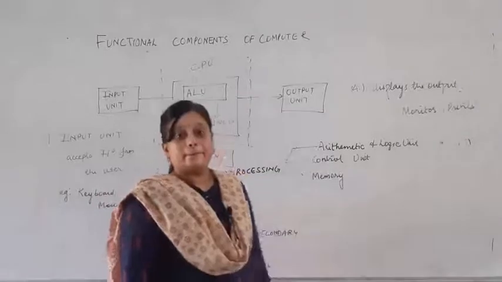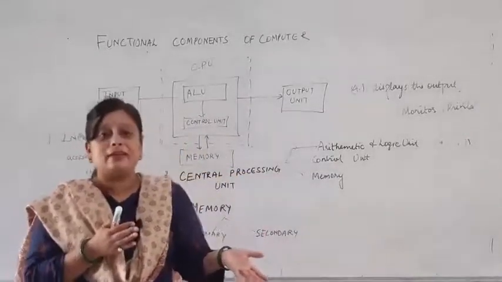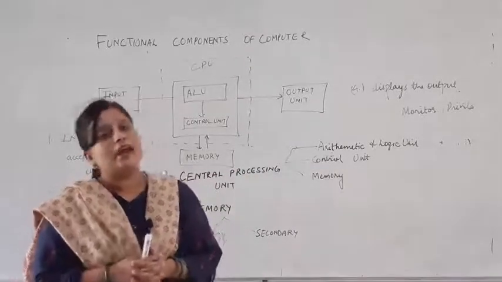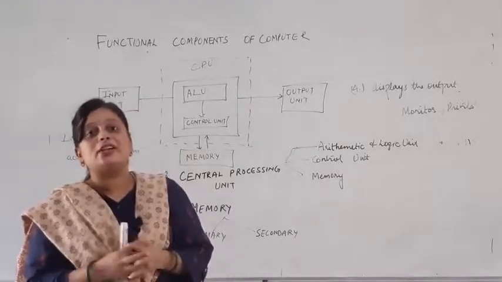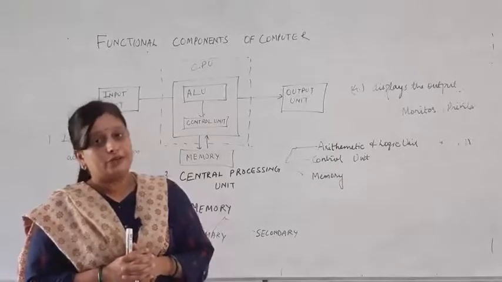The second one is your control unit. Whatever data is being supplied and whatever action the computer actually processes is controlled and coordinated by this control unit. So, in all, the central controller for the computer is this control unit.